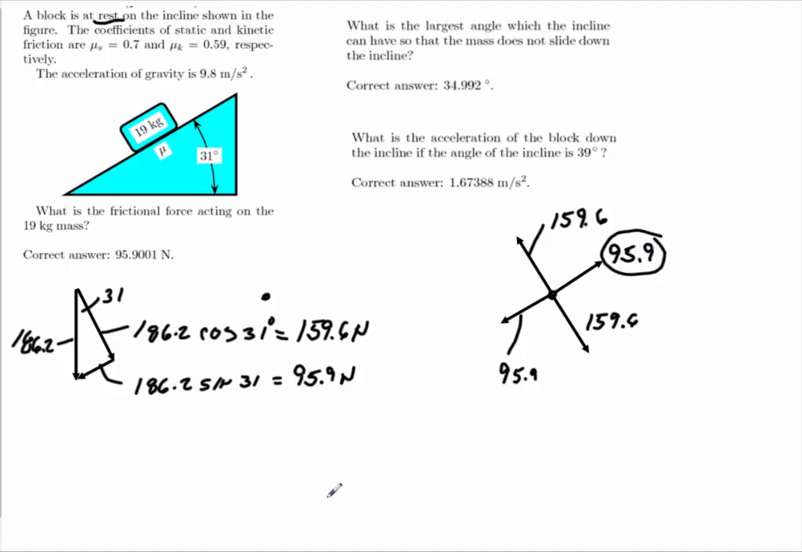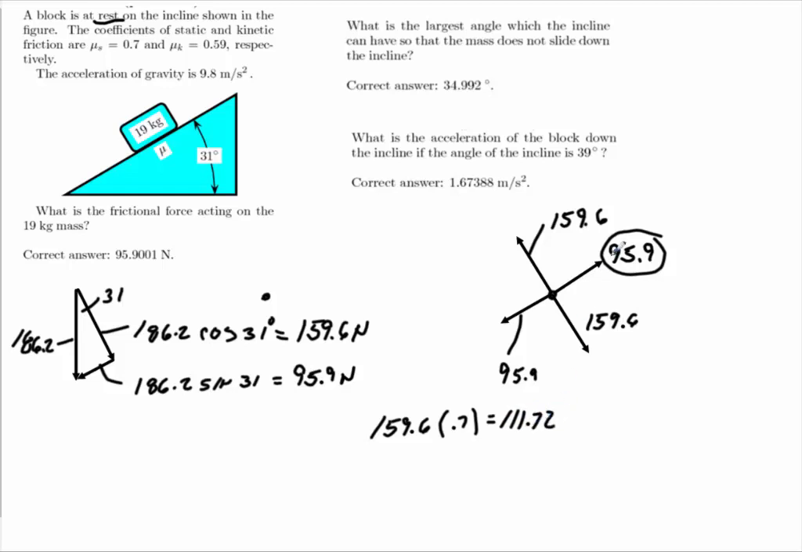Now, your correct answer is going to be this right here. That's what's keeping it moving. Even though you can take 159.6, which is your normal force, we're going to multiply that by our mu value, which is 0.7. We'll run that number real quick, and that gives me 111.72.